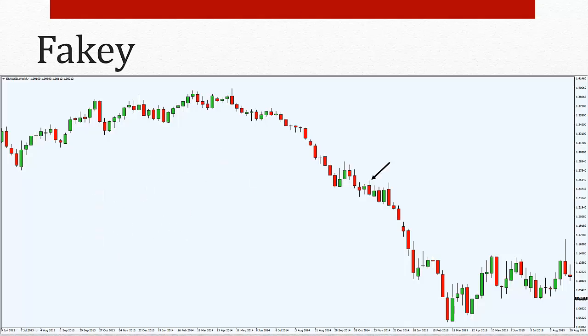So you can see that there is a Fakey setup over here, this one. You can see that this is an inside bar. Price opened here, traded higher, and came down and closed back near the lows over here. So you can take advantage of this setup. Place a sell stop order, stops above this high, and see what happens next. So this is basically the concept of how the Fakey setup works.